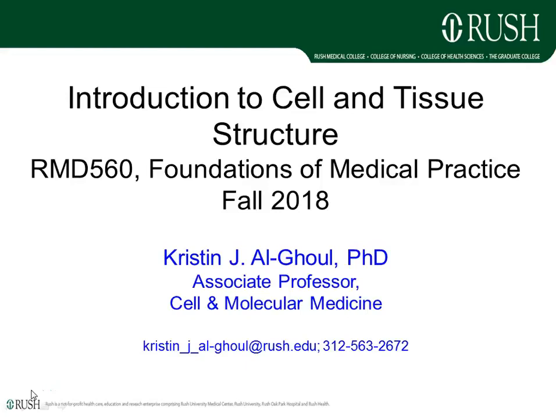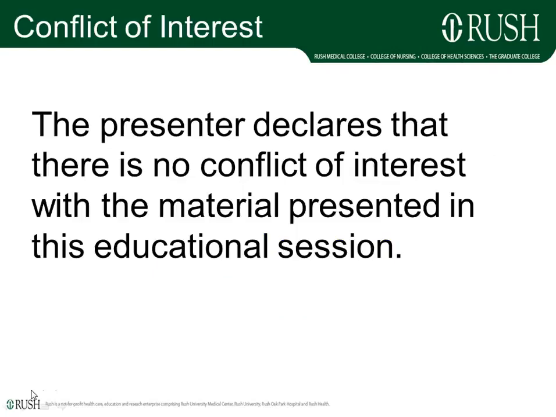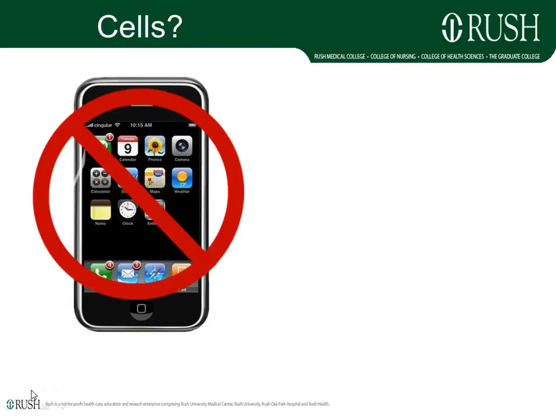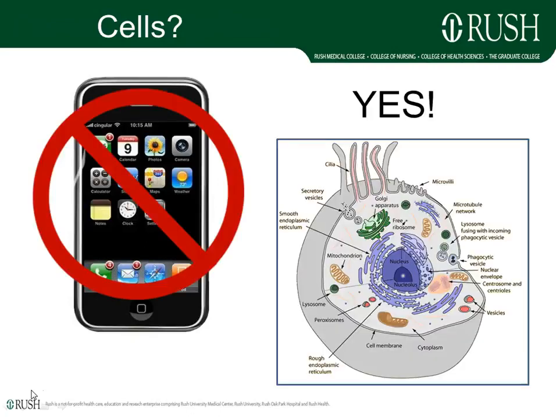Welcome to the study of histology or microscopic anatomy. We're going to begin with a basic introduction to cell and tissue structure. These are the learning objectives that you should use when studying this material. So let's start by taking a look at eukaryotic cells.